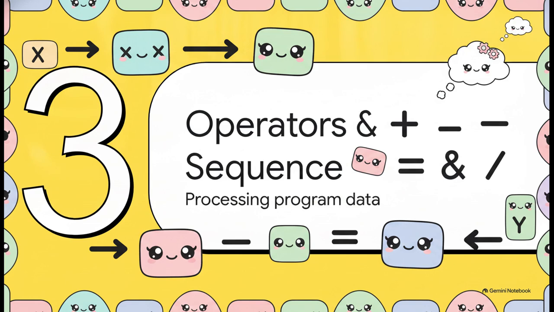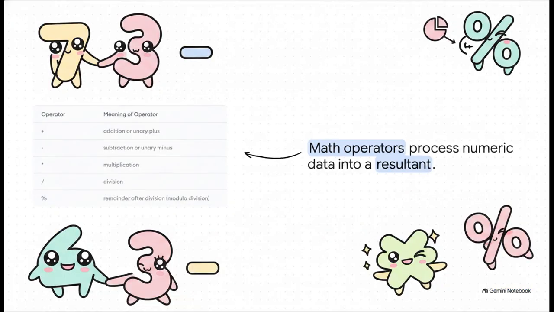Okay, on to Section 3, operators and sequential logic. This is where we start actually processing our program data. So we've got our data beautifully boxed up in variables and constants. But how do we tell the computer to actually do something with it? Enter operators. Mathematical operators tell the computer exactly how to process numeric data.